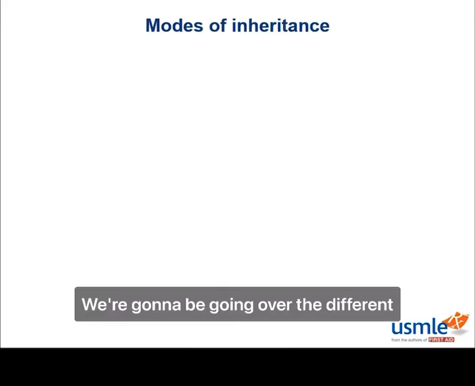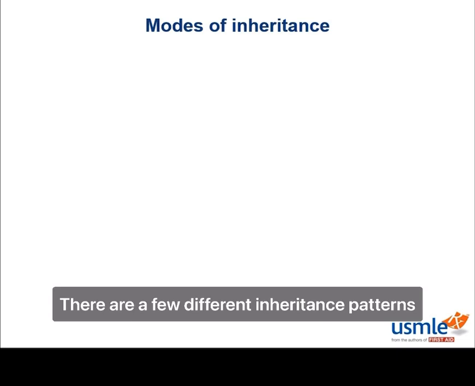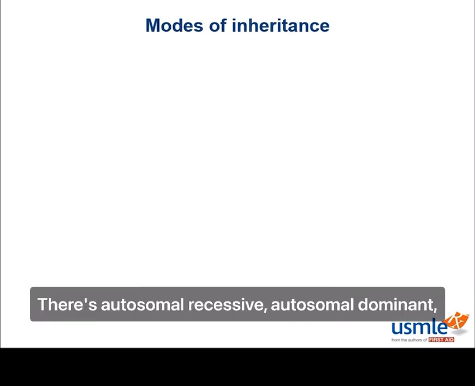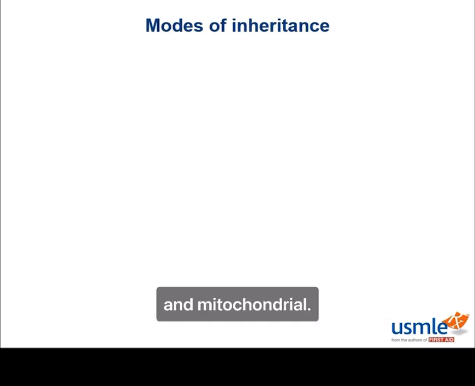Everyone, we're going to be going over the different modes of inheritance. And there are a few different inheritance patterns that we'll be going over. There's autosomal recessive, autosomal dominant, X-linked recessive, X-linked dominant, and mitochondrial.